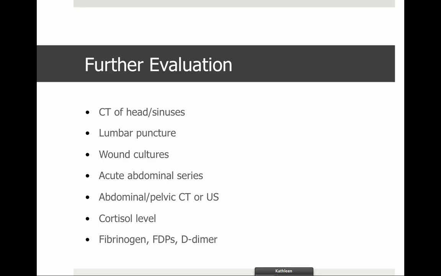We'll do wound cultures. We'll do an acute abdominal series if they're coming in with abdominal pain or we suspect a trauma or any infectious process. We'll obtain an abdominal pelvic CT or ultrasound. We'll check cortisol levels. We also will get fibrinogen and FDPs, which stands for fibrin and fibrinogen degradation products. And the FDPs are commonly used to diagnose DIC. The reference range is, you want it less than 10 for FDPs.